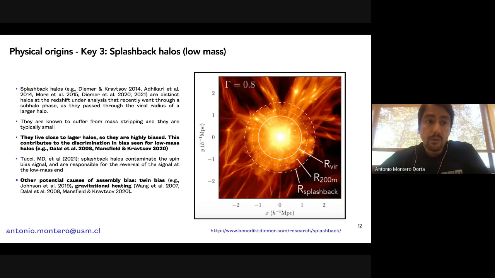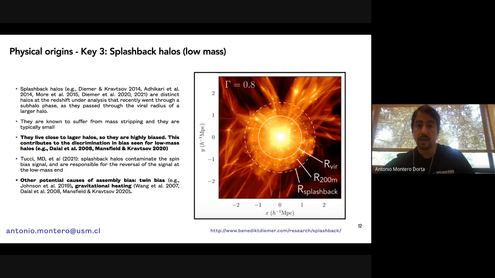And the other thing that I wanted to mention is splashback halos. Also always low mass here. I'm pretty sure you already know what splashback halos are. In this context, these are distinct halos at the redshift under analysis that recently went through a subhalo phase, as they passed through the virial radius of a larger halo. Of course, in the process they suffer mass stripping and they're small. By definition, they are close to larger halos, but they have lower masses.